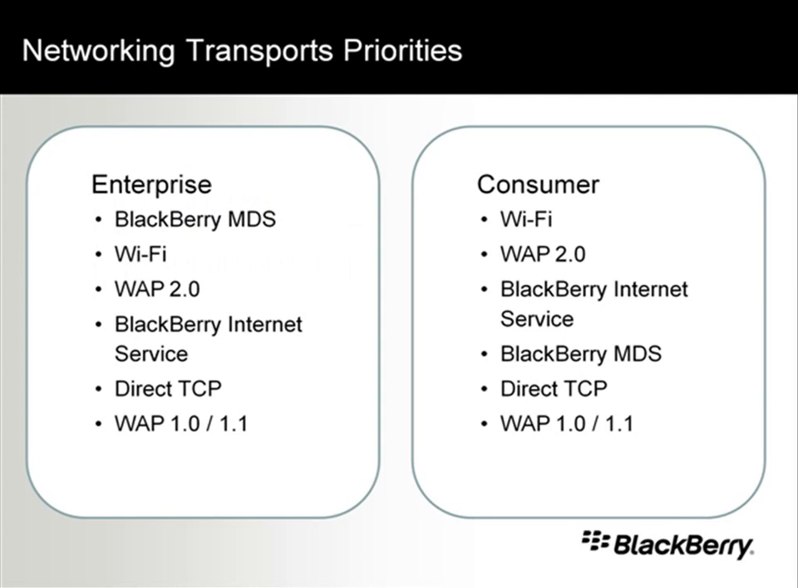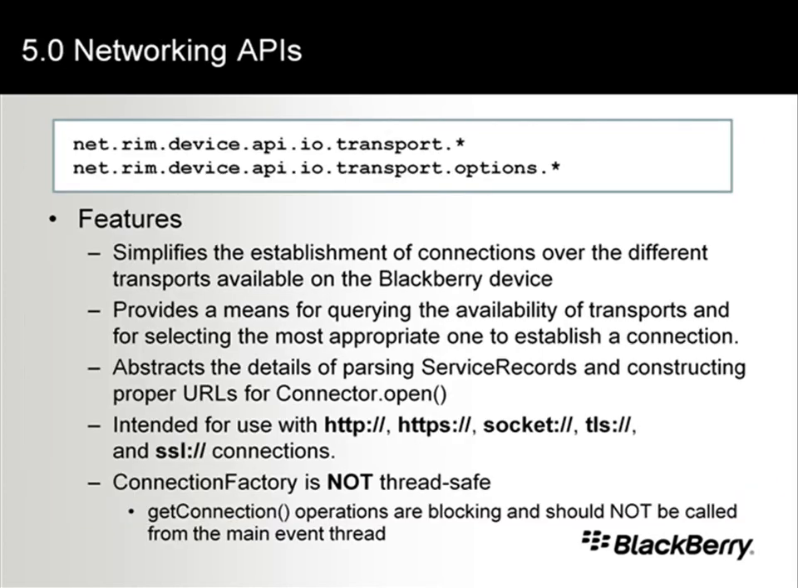With an understanding of the different transport options available on BlackBerry, you'll need to define which networking transports are most appropriate for your application. I've included here a recommended priority list based on whether your application is geared towards the enterprise or the consumer. Please note that RTSP streaming is not available over BlackBerry Mobile Data Service or the BlackBerry Internet Service, and therefore your application, if it needs to stream data, will need to modify the above priorities accordingly.